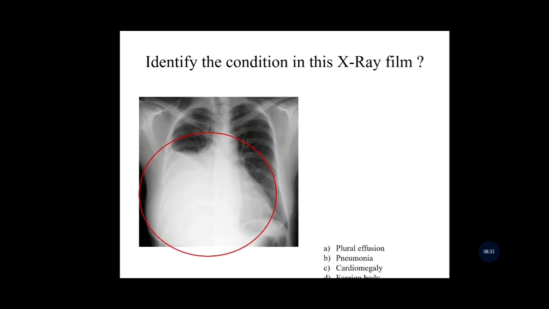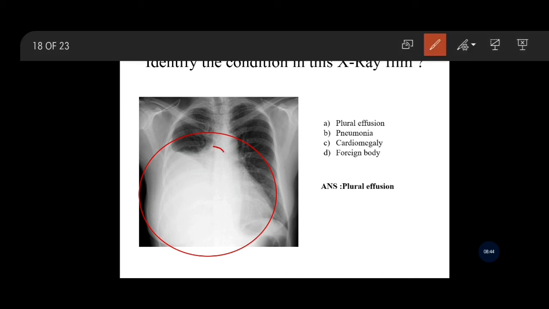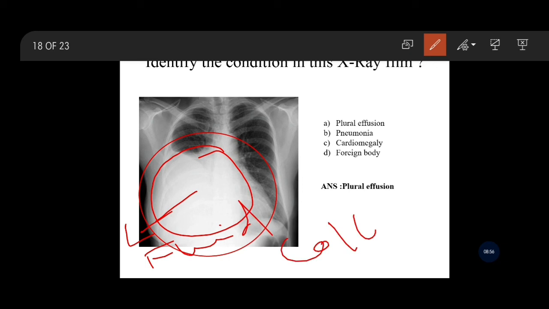Identify this condition in the X-ray film. Options: pleural effusion, pneumonia, cardiomegaly, and foreign bodies. In this picture you can see a full white area, which is a fluid collection. The blackish part is the lung, but in the right lung there is a white area, which is a collection of fluid, so it is pleural effusion.